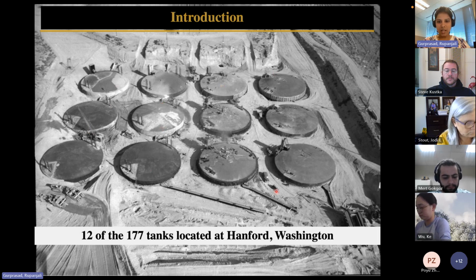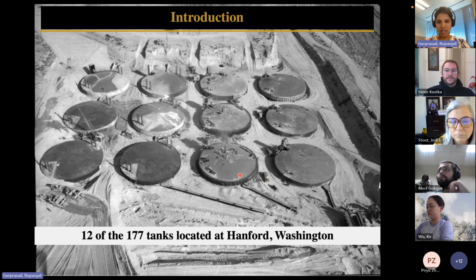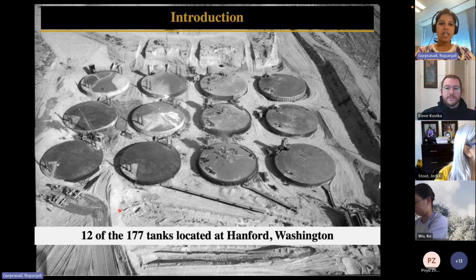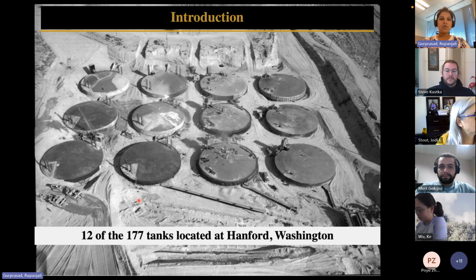To give a brief idea of the scale, I think you can see there's a truck here. Compared to that, you can probably imagine the scale of the underground tanks. Now, an issue with the current storage of the nuclear waste is that because these tanks are around 50, 60 years old, they've started to develop cracks. And so the waste has actually started leaking out of those tanks, and it has started contaminating the surrounding environment, namely especially the Columbia River. So of course it's creating environmental concerns.